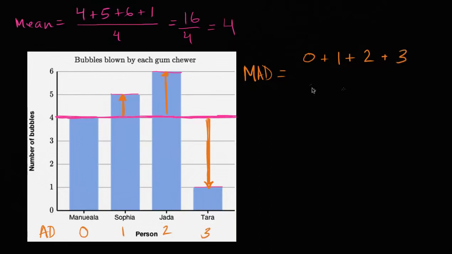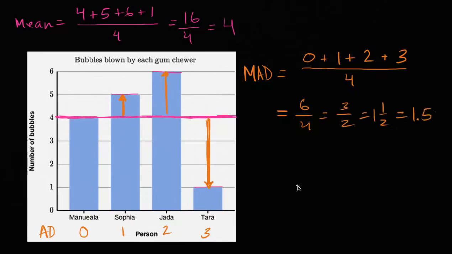And then we want to take the mean of the absolute deviations. That's the M in MAD, in mean absolute deviation. This is Manuela's absolute deviation, Sophia's absolute deviation, Jada's absolute deviation, Tara's absolute deviation. We want the mean of those, so we divide by the number of data points. We get 0 plus 1 plus 2 plus 3 is 6 over 4, which is the same thing as 3 halves, or 1.5, which gives us a measure of how much these data points vary from the mean of 4.